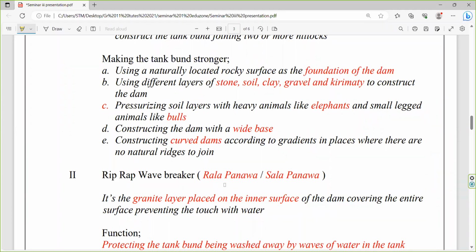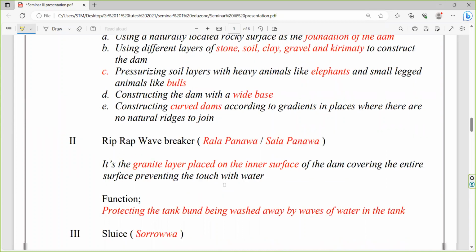Now see how these dams like Parakrama Samudra, which were constructed long before, nearly 1,000 years ago or 1,500 years ago, are still alive and really safe because of these things. What is the function of the riprap wave breaker? Protecting the tank bund from being washed away by the waves of water in the tank.